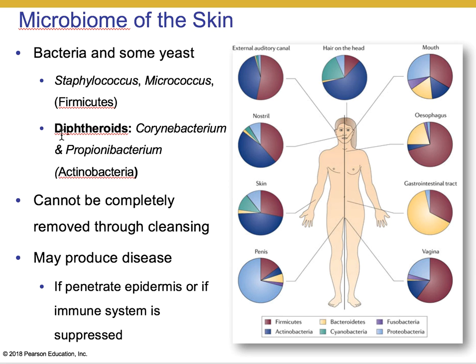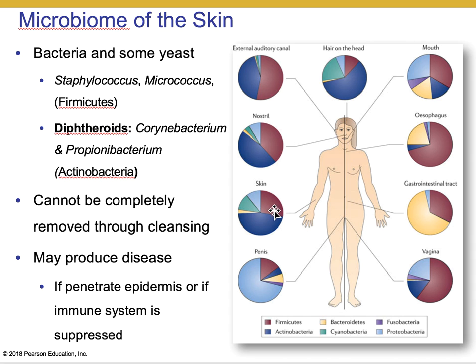Diphtheroid is not really a taxonomic term, but more of a general term to refer to members of the actinobacteria that have sort of strange or irregular cellular morphology. Those include Corynebacterium and Propionibacterium. Both of these genera can also occasionally be involved as opportunistic pathogens. But again, if you hear the word diphtheroids, that's what those refer to.